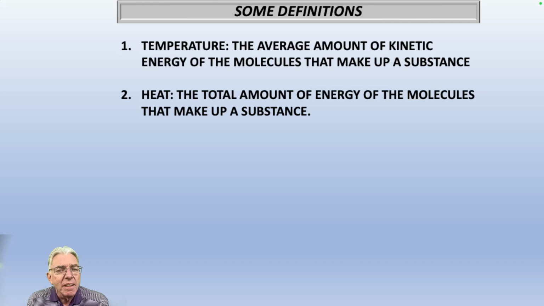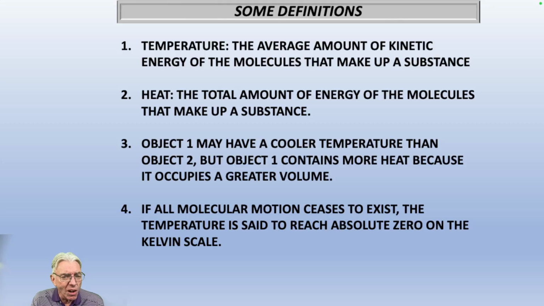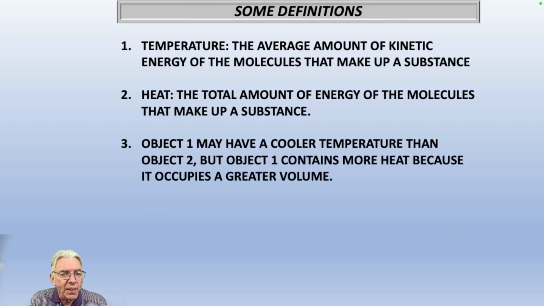Now, heat is the total amount of energy of those molecules that make up an object or a substance. And it's actually possible that, let's say we have two objects, object one may have a cooler temperature than object two, but object one can actually have more heat because it occupies a greater volume, okay? Before I get to that last point.